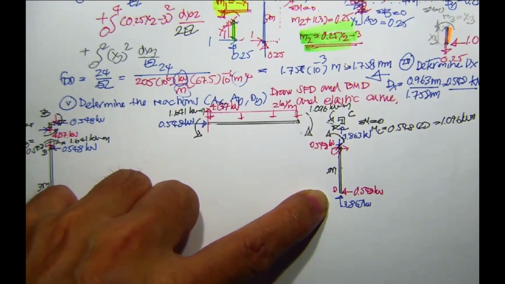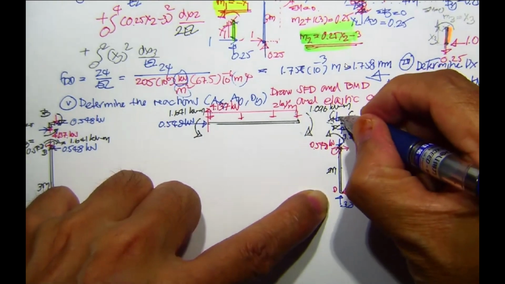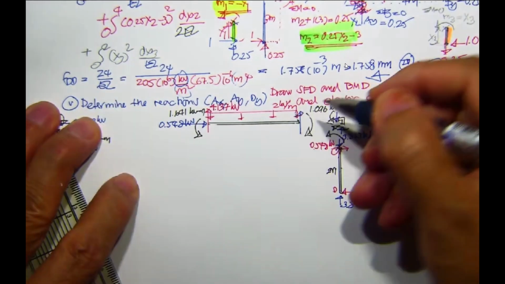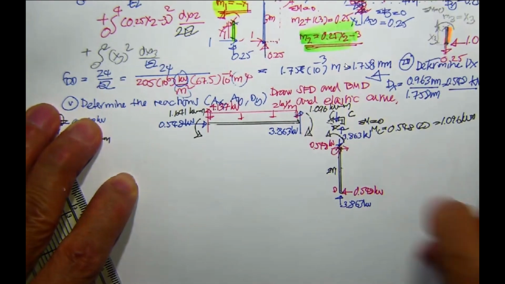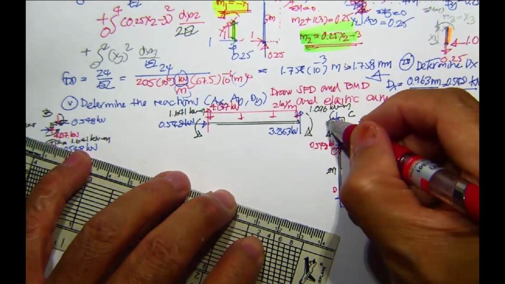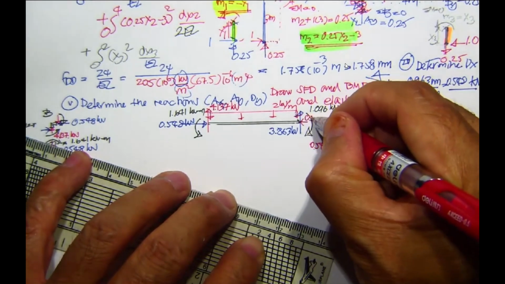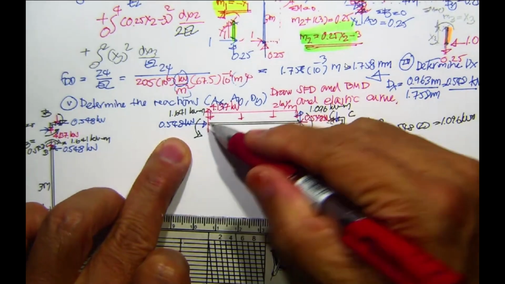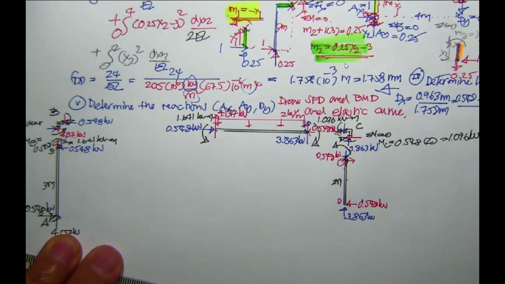Now, you have to transfer the force 3.863 down, and this one is going to be up, 3.863 kilonewton. 0.548 in this direction, and in this direction, 0.548 kilonewton, and it is in equilibrium with this one. Okay, that's going to be one member done.